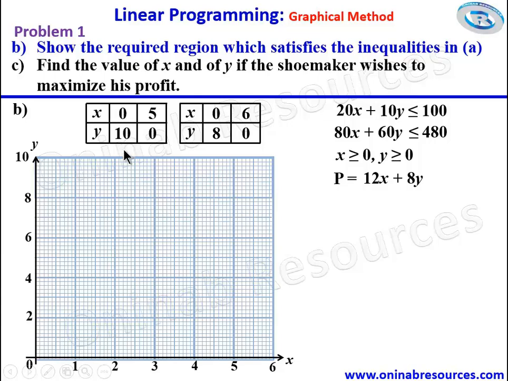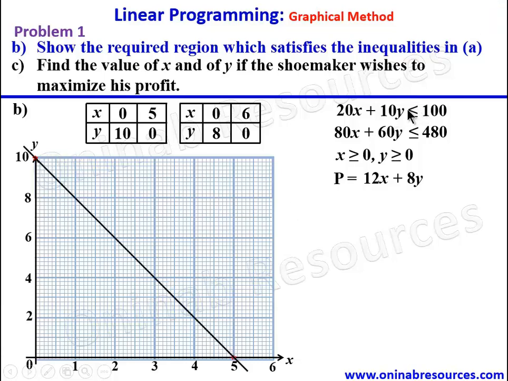When x is 0, on the y-axis, y is 10, this is the point. We mark it out there. When y is 0, on the x-axis, x is 5 there, we mark it out, then we join. And here we are going to join with our normal line. So we join from here to this place.